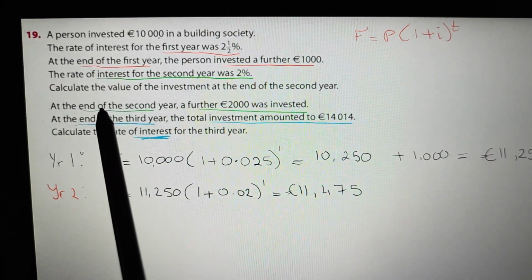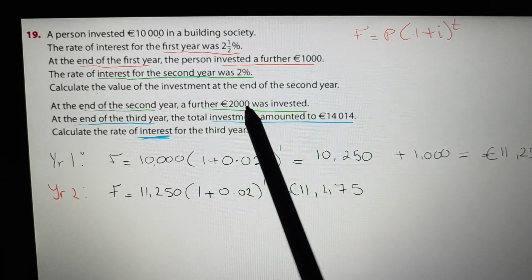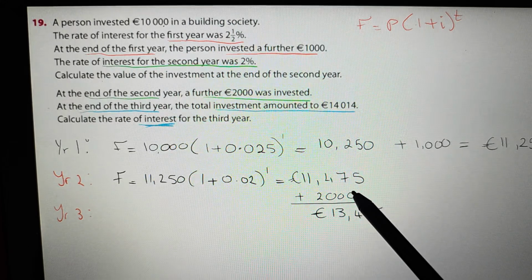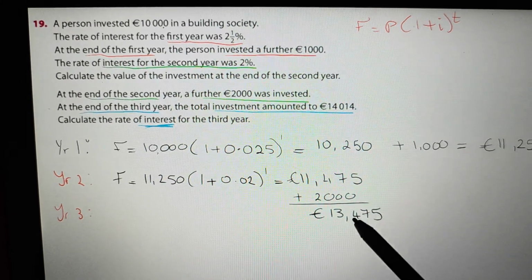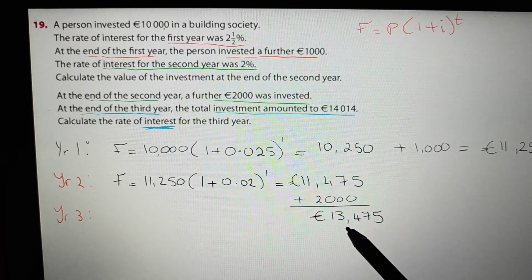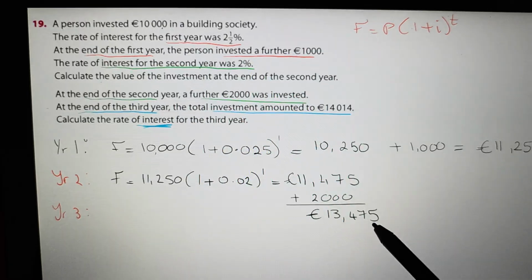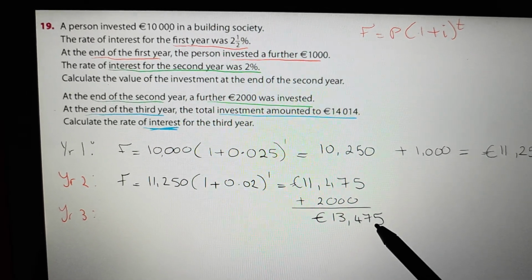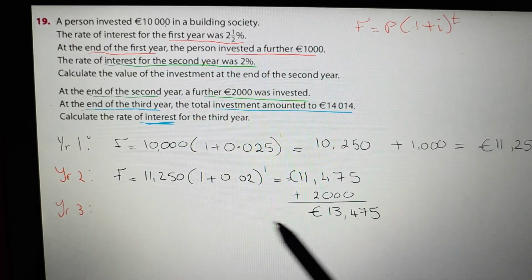It then says at the end of the second year, a further €2,000 was invested. So I'm going to add 2,000 onto that, which means at the very end of year 2, this is now the value of my investment, €13,475. If that's what it's valued at the end of year 2, then that's what it's valued at going into the start of year 3.